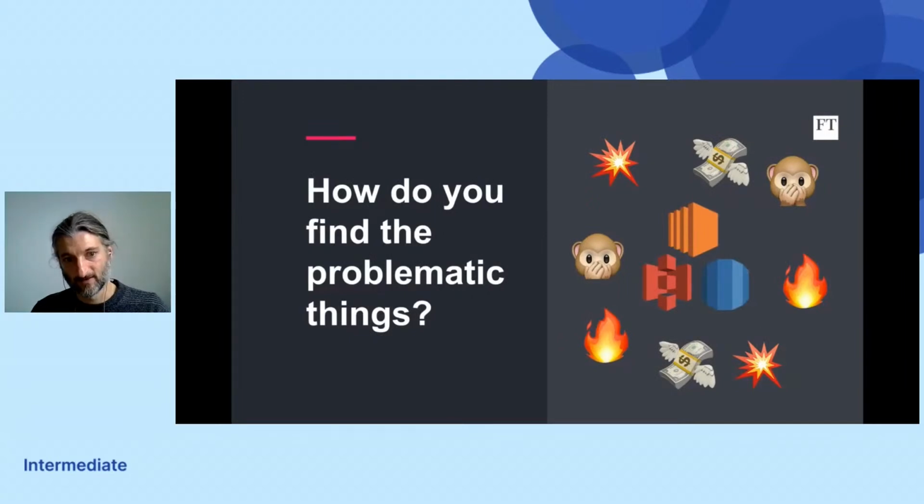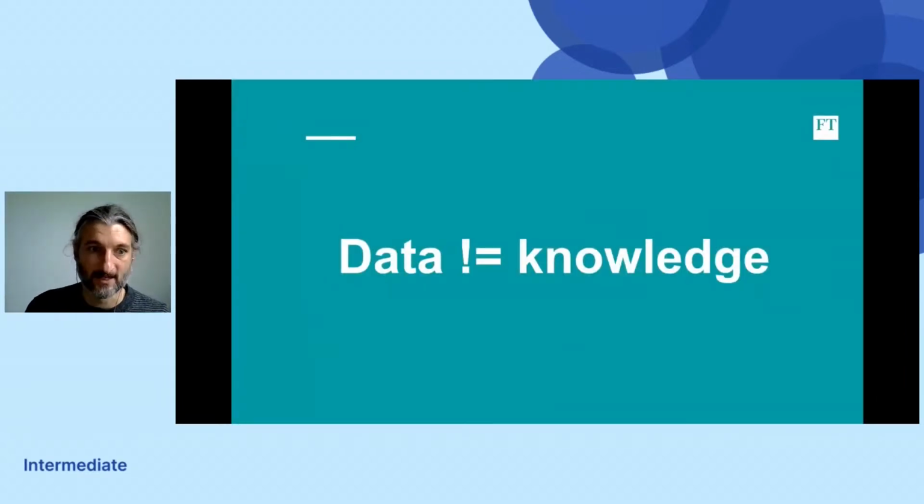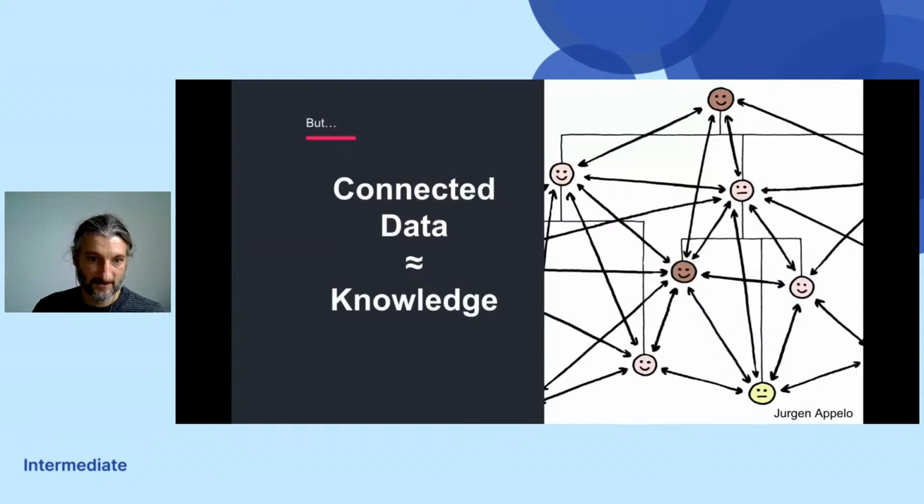But we have this problem of how you find the things you're interested in. For me at the FT and my team, we're interested in surfacing things which can help us use the cloud better. And it can be really difficult to find the problematic things in amongst all this information. And the basic reason for that is that data is not the same thing as knowledge. But I'm speaking at a graph technology conference, so it won't surprise you to know that I'm going to push the point that connected data can give you knowledge.